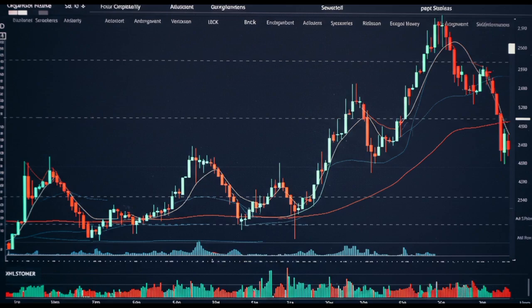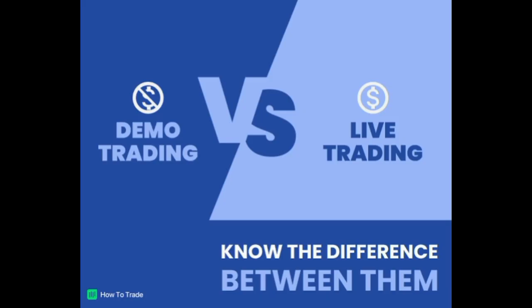3. Demo account versus live account. Every broker gives you two main types of accounts. Demo account, practice with virtual money. No risk, great for beginners. Live account, trade with real money. Profits and losses are real.